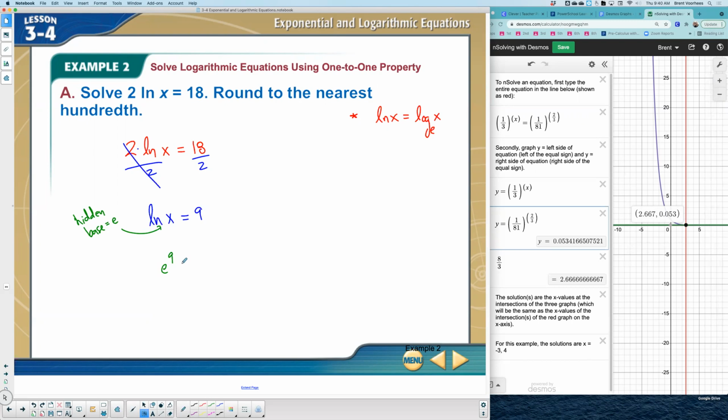9. And that would equal X. Now there's the answer, not rounded. For Alex's sake, that's the exact answer. This says to round to the nearest hundredth. So right there, I'm going to mark that as the exact answer.